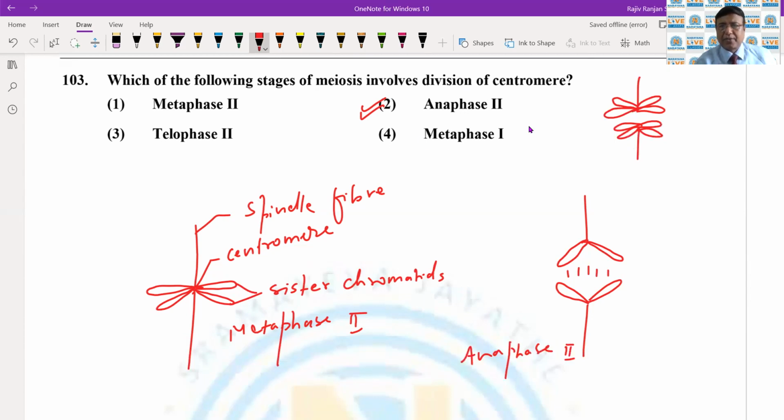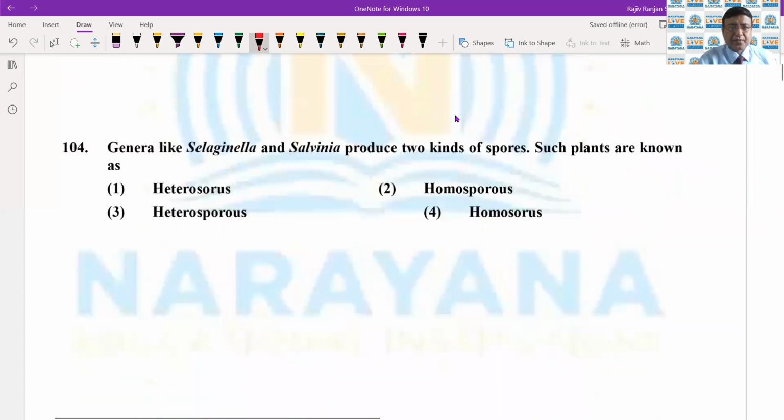And subsequently, so this is metaphase 1, and subsequently the spindle fibers just pull apart the entire chromosomes, and there is no split of centromere. So the best answer is anaphase 2. So this is the correct answer. Let's now see the next question.